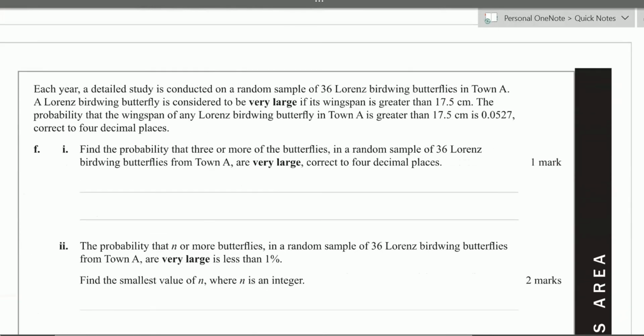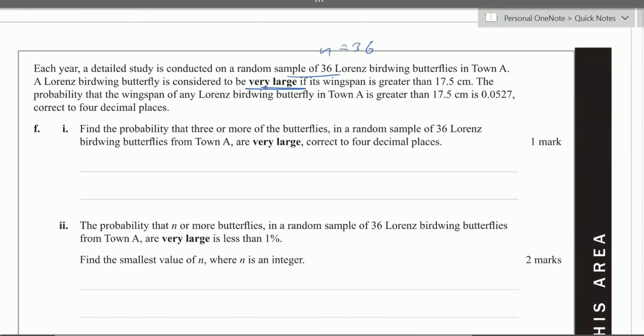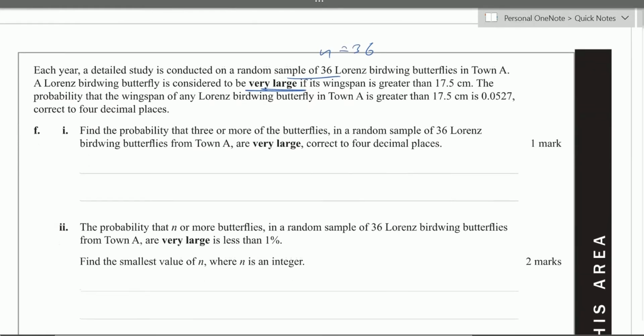So part F, they're saying now we're talking about very large, and there's a sample of 36 of them. Again, not sampling just because they say the word sampling. Very large if its wingspan is greater than 17.5, and they tell you what the probability of that is. So find probability that 3 or more is very large. So probability x is greater than 3.